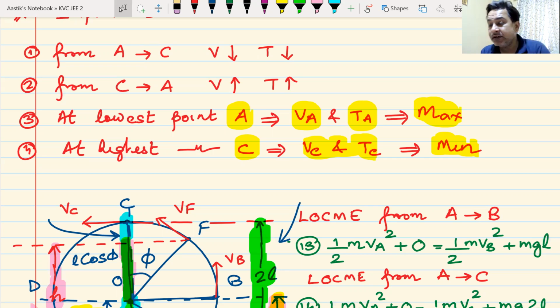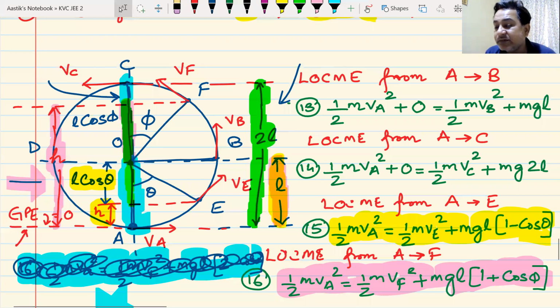Great. So we had also seen that at the lowest point, velocity, speed, and tension both are maximum. At the highest point, velocity and tension both are minimum. Right? We had also made a set of, I think, 16 equations. The last of these, equations 13 to 16, were the law of conservation of mechanical energy from A to B, A to C, A to E, and different points as such.